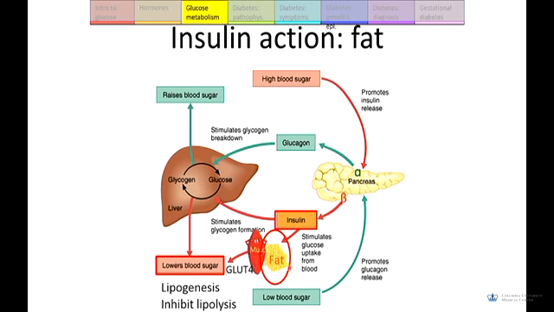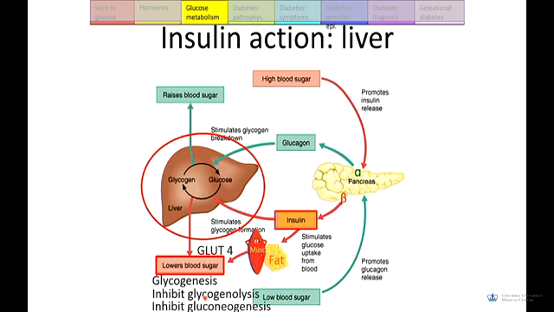Insulin works in fat. In the well-fed state, insulin is released, helps the fat absorb sugar, lowering your blood sugar. The fat can store it as lipids through the lipogenesis process, and it's not going to break down fat because you have plenty of serum glucose. Insulin works on the liver, inserts GLUT4, helps it absorb sugar, helps it store as glycogen. You're not going to break down glycogen, and you're not going to synthesize glucose de novo because you have plenty of serum glucose already.